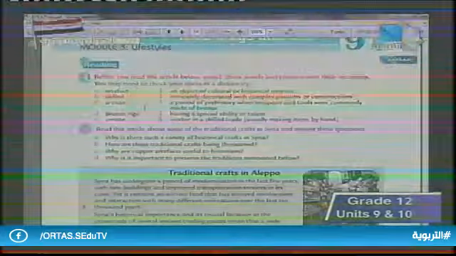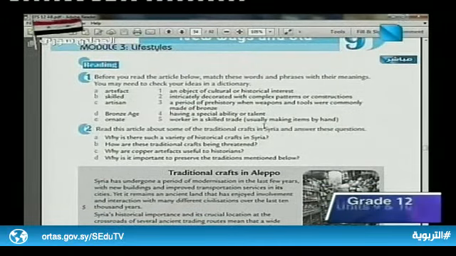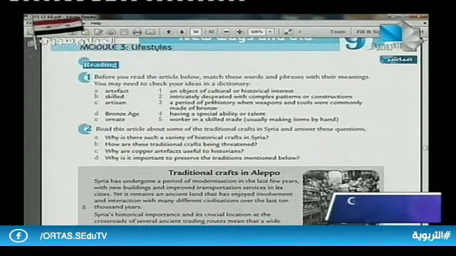Artisan: he's a worker in a skilled trade, usually making items by hand. These are handmade objects. And when we talk about the word ornate, of course, the Bronze Age, there is no need to explain it. Ornate here means decorated, with complex patterns or constructions.